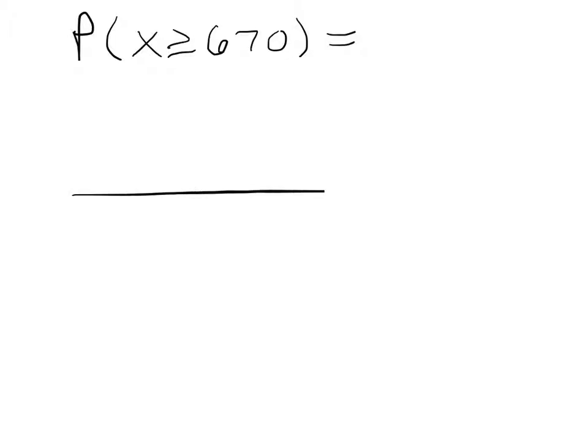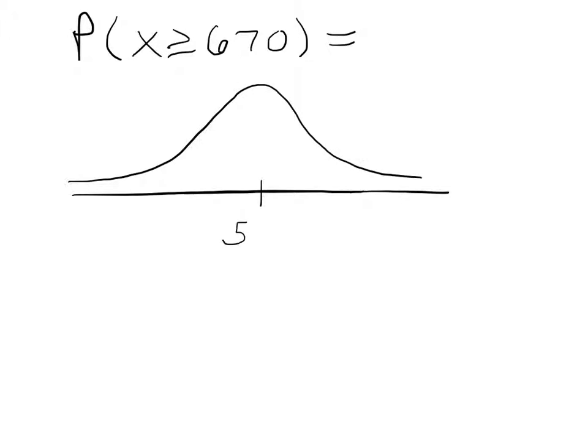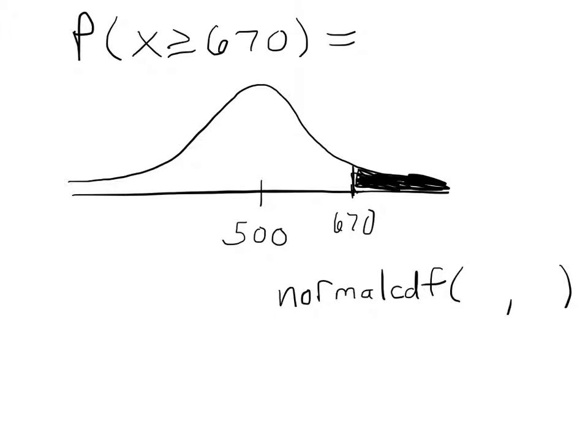So again, I'm always going to draw a picture. So here is the mean of 500, and I'm going to mark out 670. Now, 2 standard deviations away would be 700, so I'm not quite 2 standard deviations away. So that would be all of this area right here. So on the calculator there, I'm going to do normal CDF of, okay, well I need to find the standardized score or the z-score or the number of standard deviations above the mean that 670 is. Those are all synonymous things.